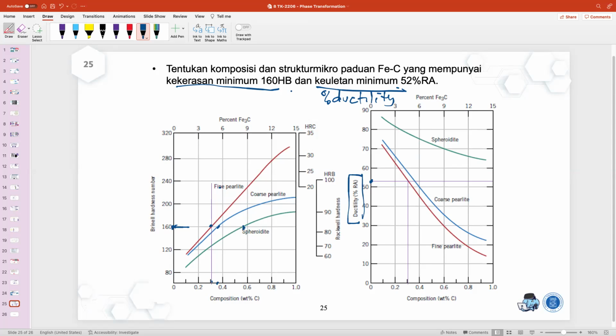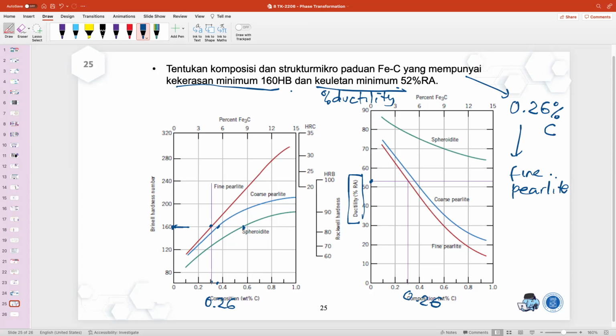Okay, let's say we have fine perlite with this composition, for example 0.25, 0.26, let's say, it's very similar, and then put the 0.26 over here. Okay, and then draw the line for fine perlite, and it becomes 52, which is similar. So if you want to find the composition needed, you need to have a composition of 0.26 weight% of carbon with the microstructure of fine perlite.